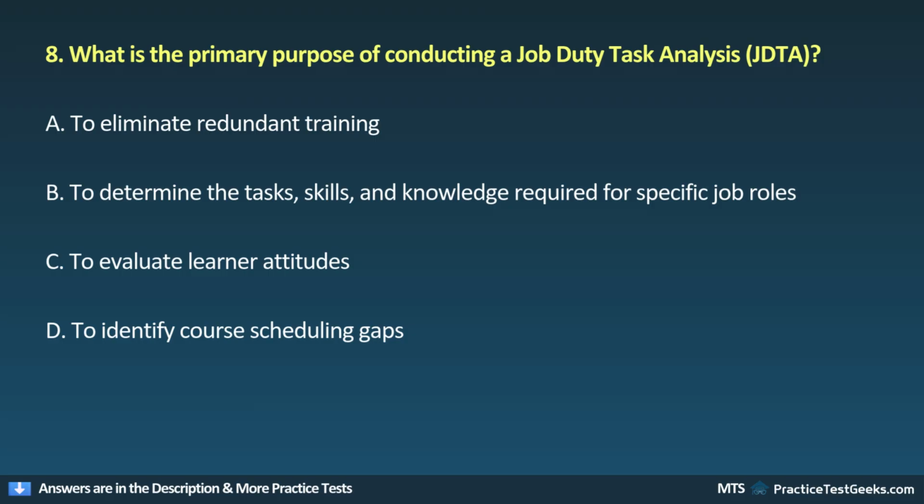8. What is the primary purpose of conducting a job duty task analysis, JDTA? A. To eliminate redundant training. B. To determine the tasks, skills, and knowledge required for specific job roles. C. To evaluate learner attitudes. D. To identify course scheduling gaps.